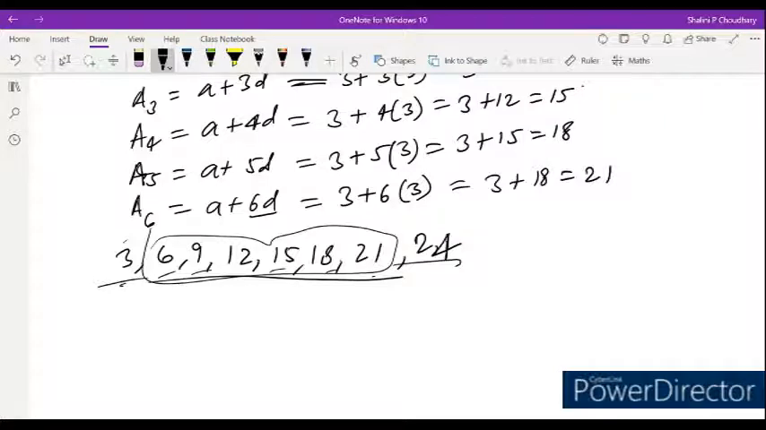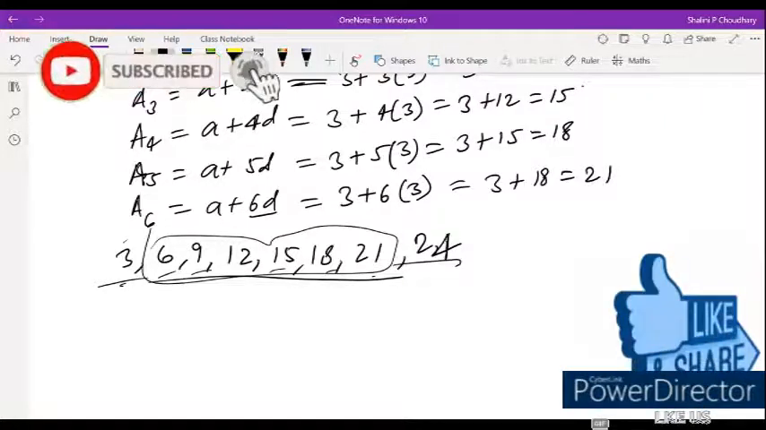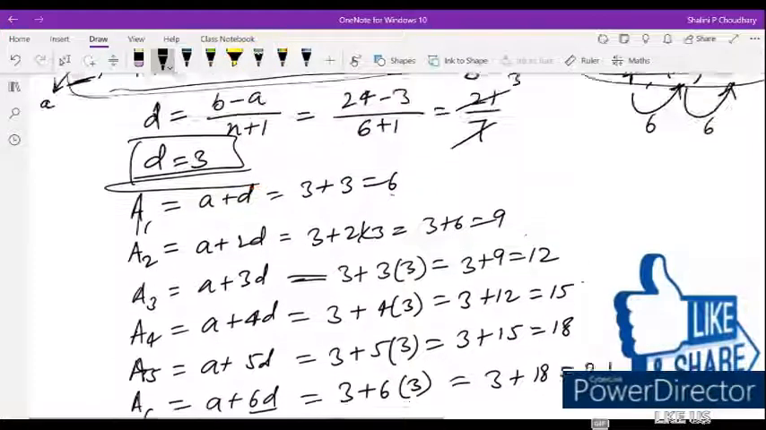Okay, I hope you understood till this sum, and after that we'll start exercise 9.2. I hope you understood the concept. I hope you understood the sums.